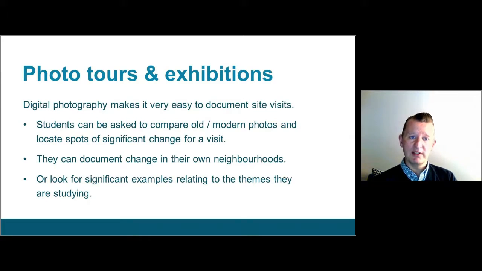An obvious thing we can do when we're doing these kinds of visits to sites is to construct photo exhibitions as a result of that. So digital photography is incredibly useful for the modern teacher. When going out of the classroom, students can be asked to compare old and modern photos and then go and find spots that are significant or where they've seen significant change, and then try and note what's going on in those areas today. They can also go out and document change in their own neighbourhoods, or they can look for significant examples relating to themes around government, power, empire, religious iconography, whatever it may be that they're studying.